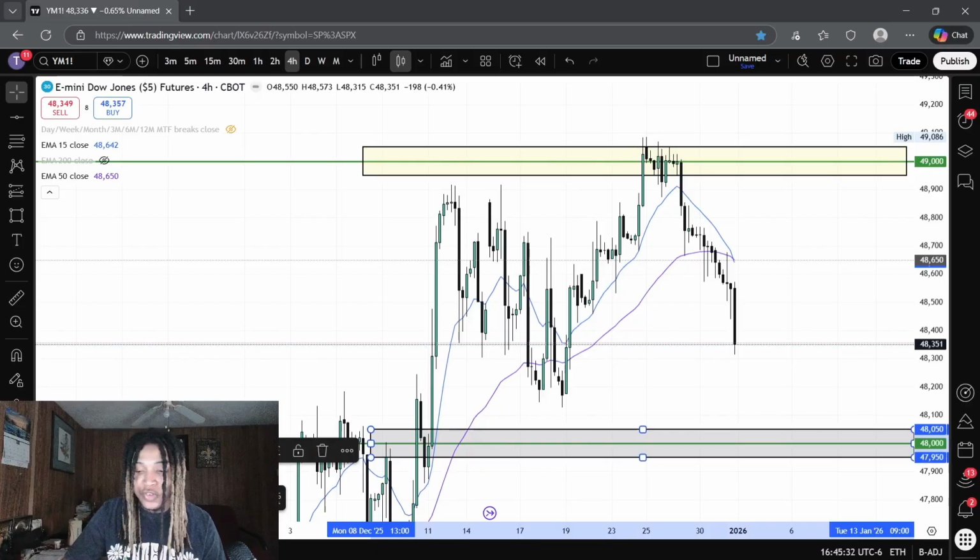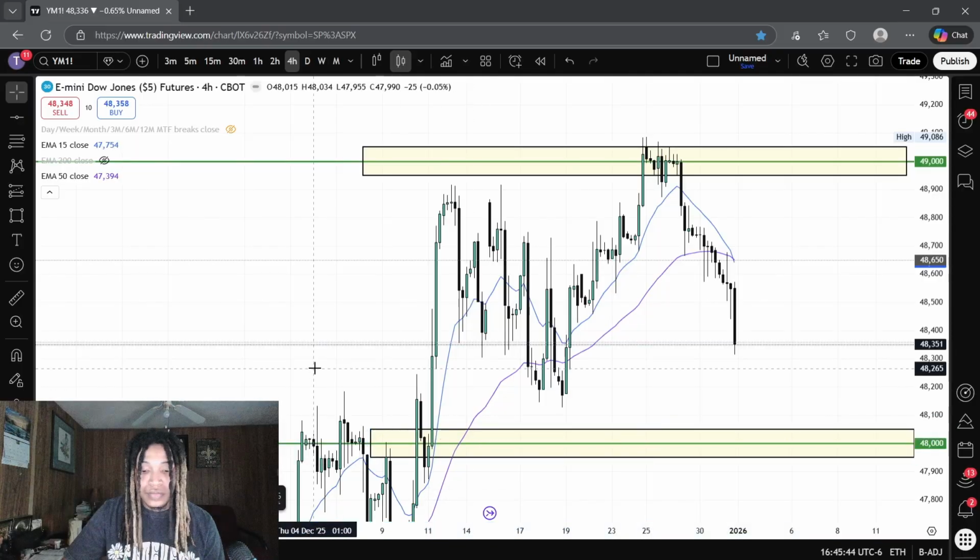If it's gonna go below 48,000 to make way to 47, or it's gonna go above 49 to make the way to 50,000. I do think it's gonna go to 50,000 in the future, but I just don't know when. Boom, that's the two major boxes.